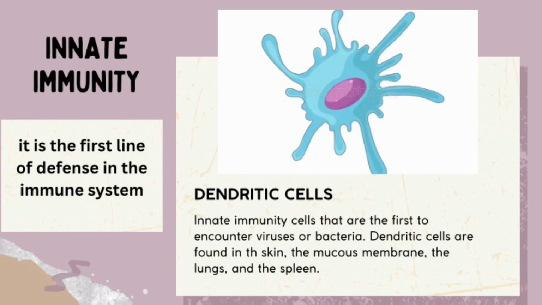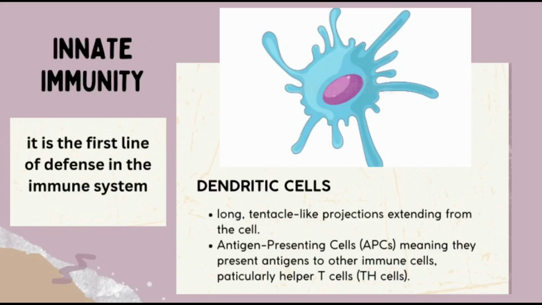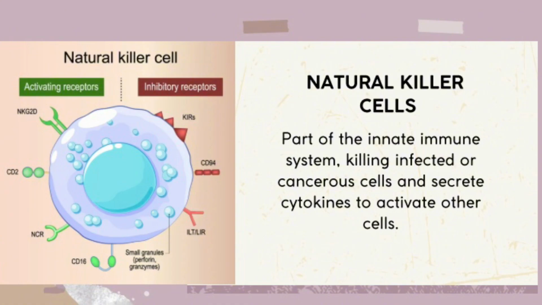Sina dito ang dendritic cells. Dendritic cells are innate immunity cells that are first to encounter viruses or bacteria. Dendritic cells are found in the skin, the mucous membrane, the lungs, and the spleen. Itong dendritic cells na ito ay may long tentacle-like projections extending from the cell. And ang dendritic cell din is called the antigen-presenting cell, meaning they present antigens to other immune cells, particularly the helper T cells.